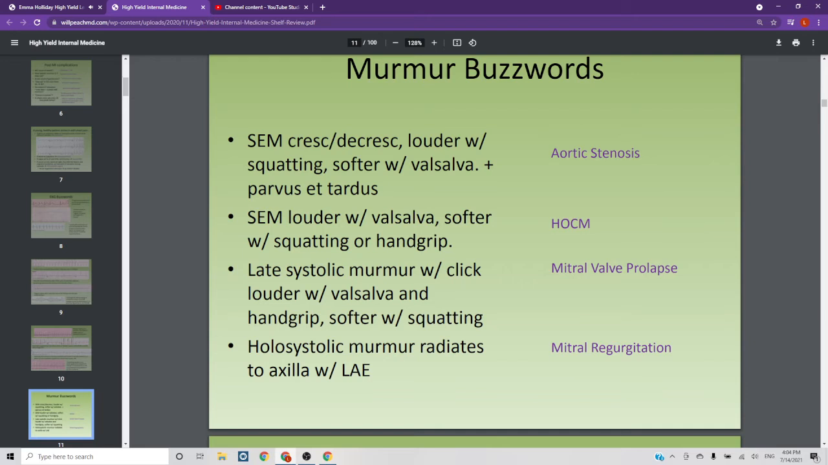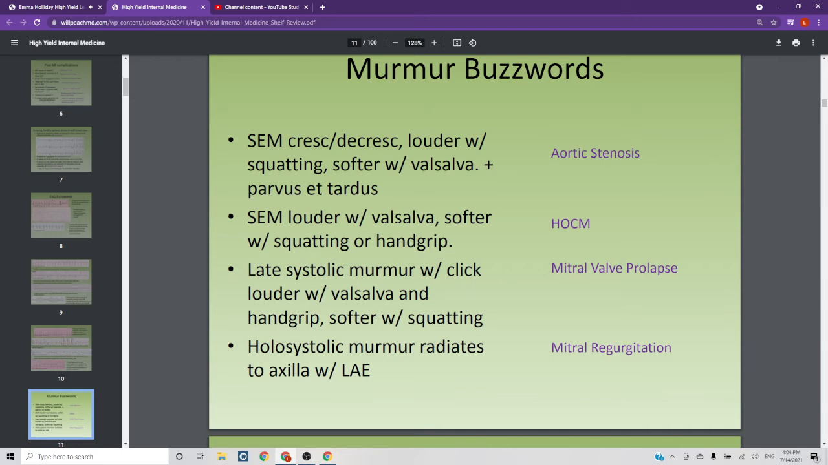And it's louder with Valsalva, just like HOCM, but softer with squatting. The key is the click. This also might be a younger patient. Yeah, so this is mitral valve prolapse, MVP. So this patient clinically might present with palpitations, some syncope, and then the murmur actually can be pretty loud.